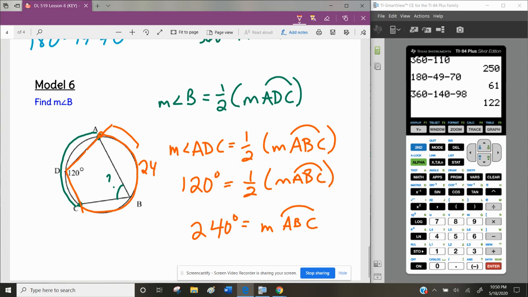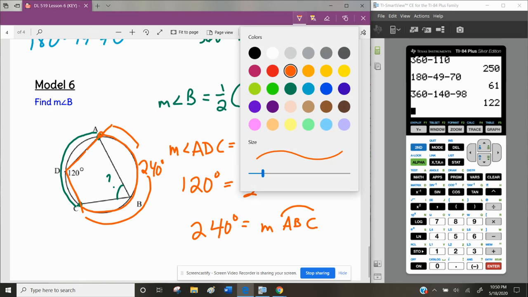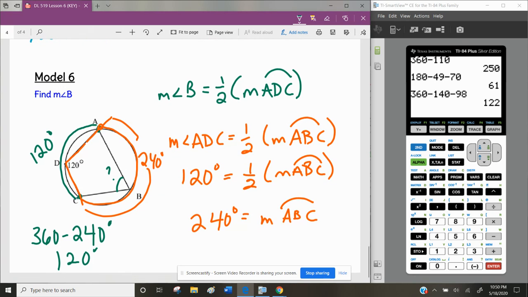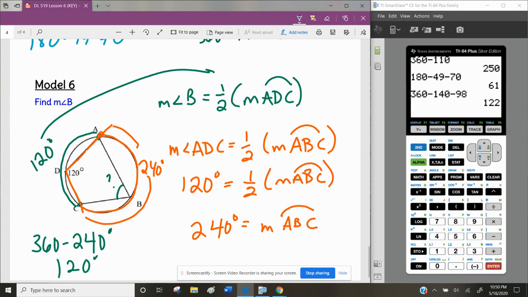right? 240. All right, so how does that help me then? That helps me because I know that the other part of the circle, the rest of the circle in green, would be 360 minus that 240, which leaves us with 120 for the arc measure. And so we know that angle B is going to be 1/2 that. So the measure of angle B will be 60 degrees.